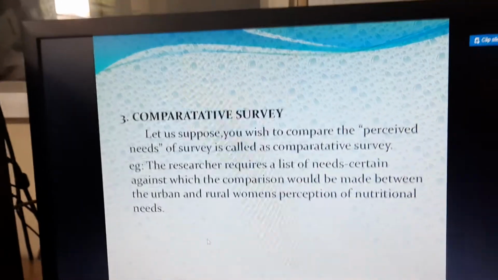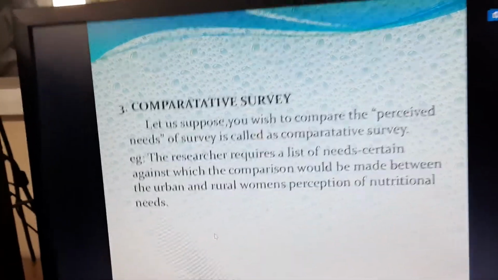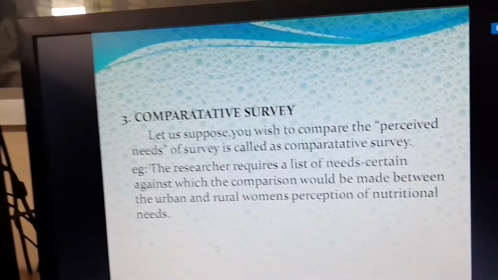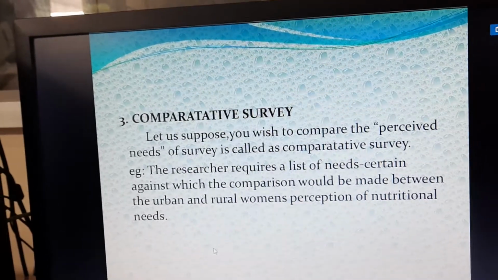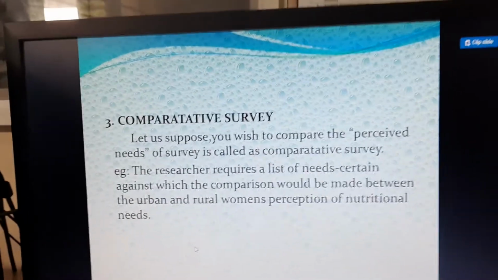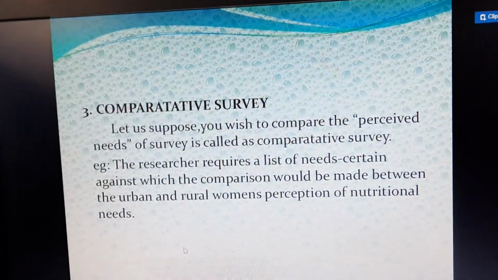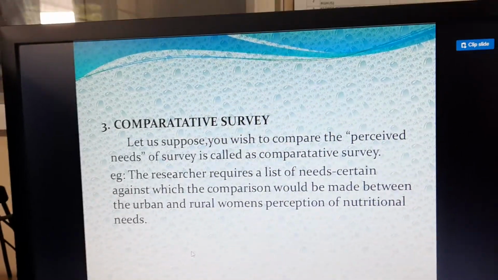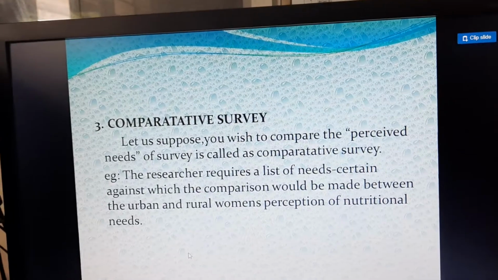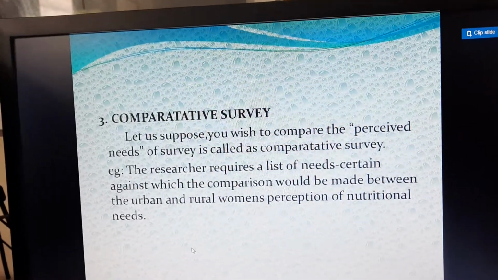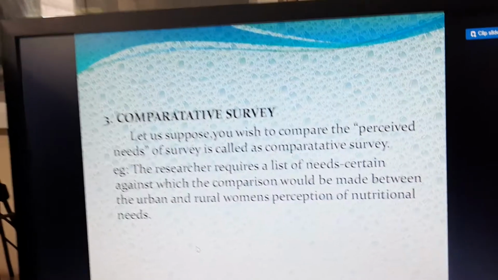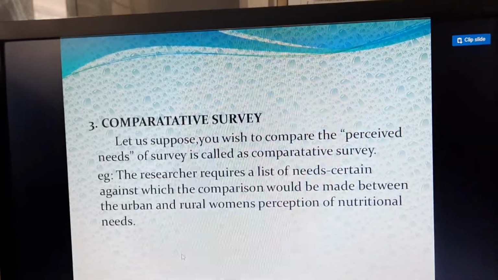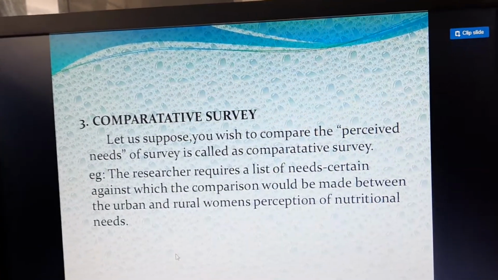The next one is the comparative study. Let us suppose you wish to compare the perceived needs; such a survey is called a comparative survey. The researcher requires a list of needs against which a comparison would be made between urban and rural women's perception of nutritional needs.